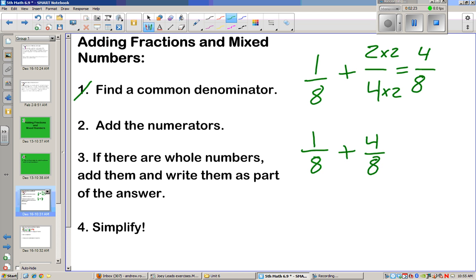So I've found my common denominator. Add the numerators. 1 plus 4 is 5. Denominators stay the same. The pieces, they're not changing size. So I'm done. Are there any whole number parts? No, there aren't, so I'm done with that one. Now I got to simplify. Can I divide both 5 and 8 by anything evenly? No, because 5 is a prime number. It only divides by 1 and 5. And you can't divide 8 by 5. So my answer is 5/8.